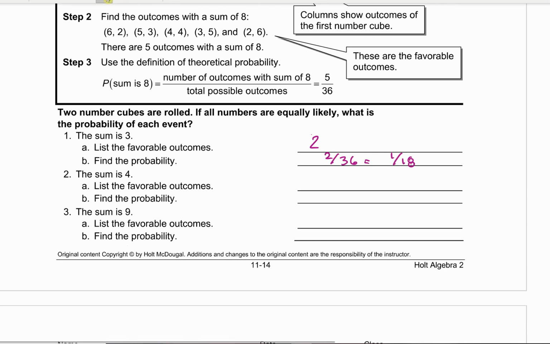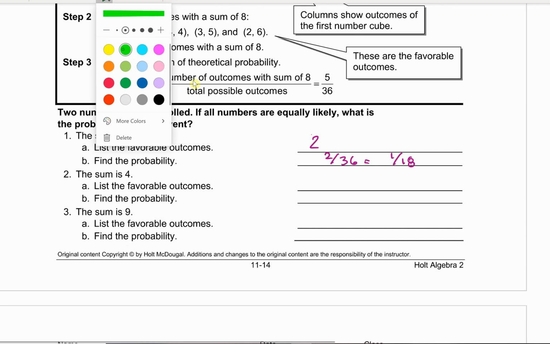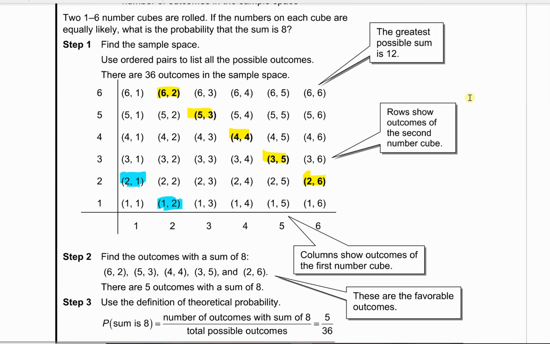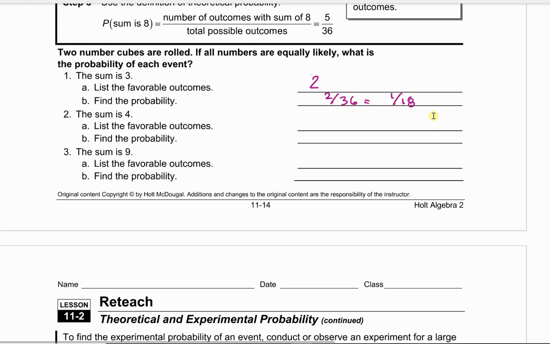All right, let's see. The sum is 4. Let's go back up. How do we get 4? Well, 3 plus 1, 2 plus 2, 1 plus 3. Those are the combinations that would give us 4. How many are there? There are 3. So it's 3 out of 36 or 1 out of 12.